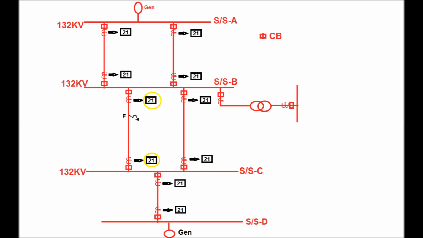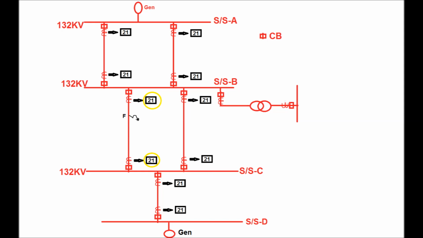Now from substation B to substation C there exists a double circuit line, and a fault occurs in one of the circuits as shown in this figure, that is the fault point F. Therefore the relays at substation B and substation C ends will sense this fault; the distance relay senses this fault depending on the fault location.